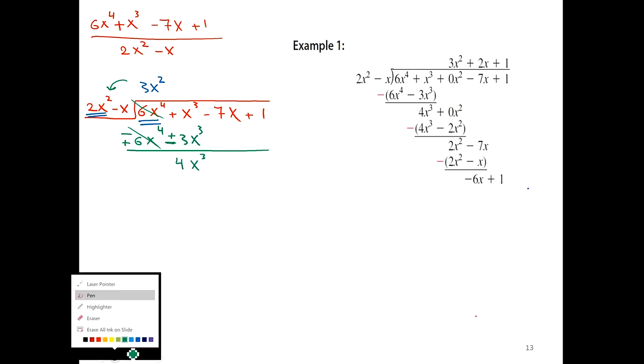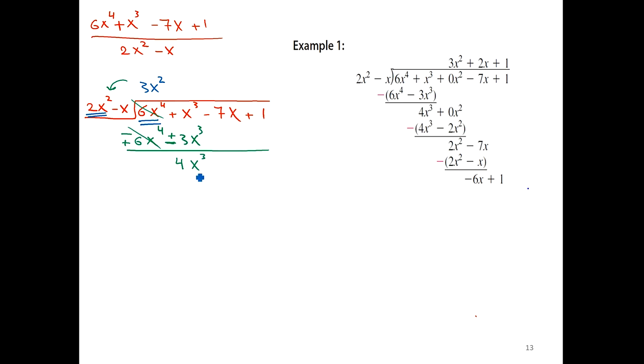Now again, firstly bring down 7x plus 1 also, because we don't have any term in x or constant. Now, divide the first term by the first term. 4 over 2, we have 2. x to the power 3 over x squared, we have x.